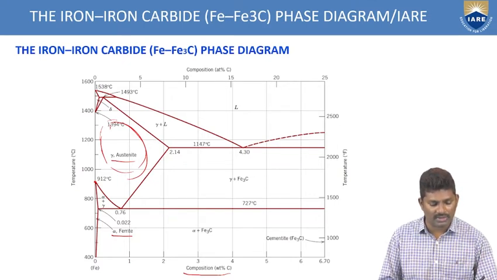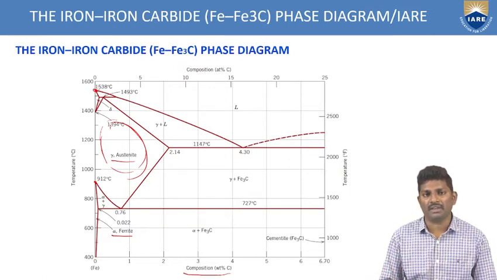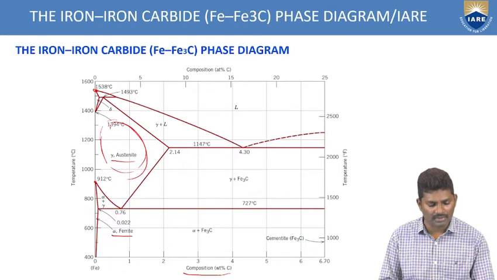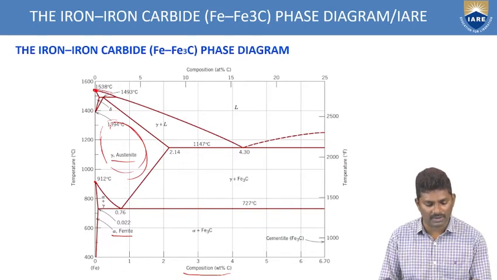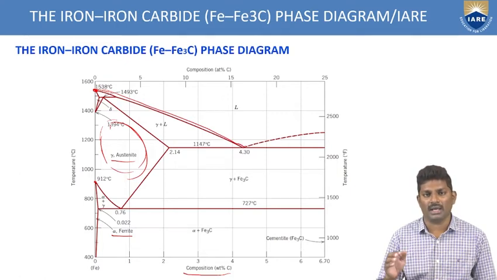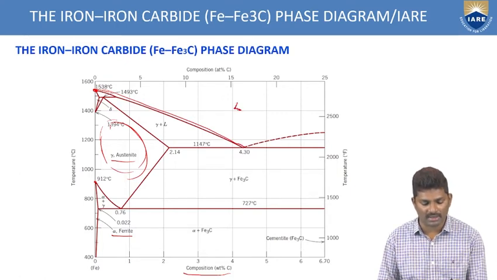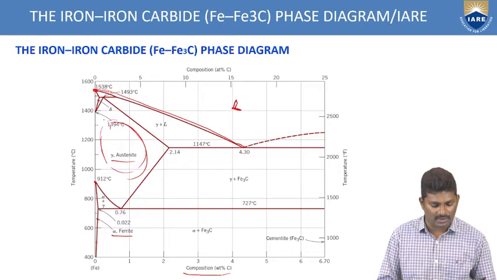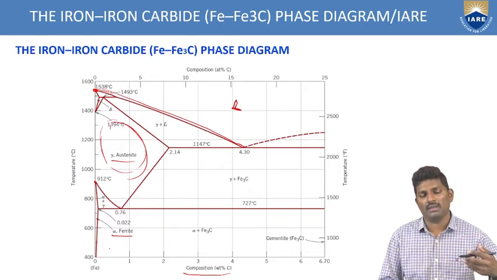So slowly you are heating again. It is reaching 1538 to get the delta ferrite, and from here you are getting the liquid. That's why it is liquid. So this is the liquid, the melting point of that iron. That's why we are getting a liquid L here. Okay, so this is how it is transforming from one crystal structure to another crystal structure.